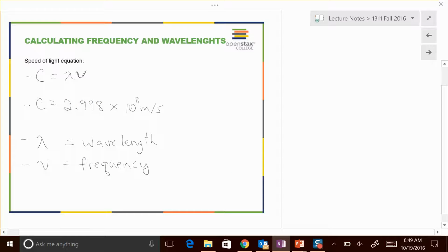Okay, so there's an equation that we use to calculate frequency and wavelengths.